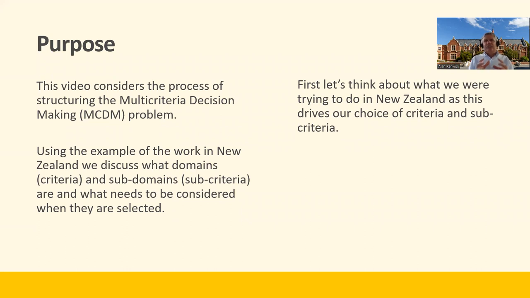So again, just to go back a little bit, let's think about what we were trying to do in New Zealand, as this drives our choice of criteria, what we call domains, and subcriteria, what we call subdomains. And again, that's really a key issue. What is it you're trying to do? Because that then really will determine what criteria are important to you.